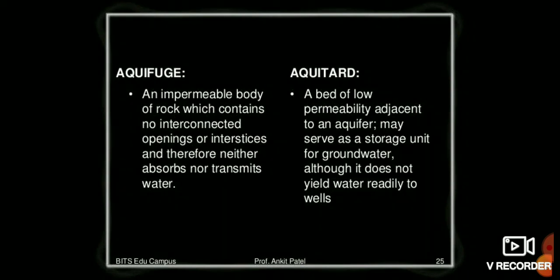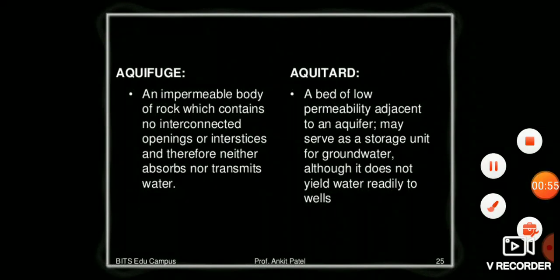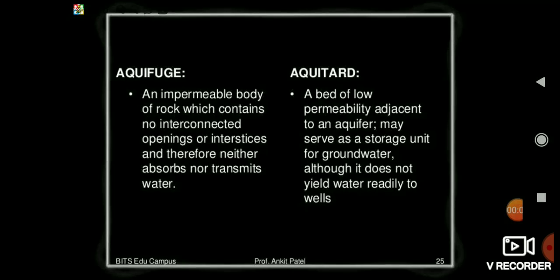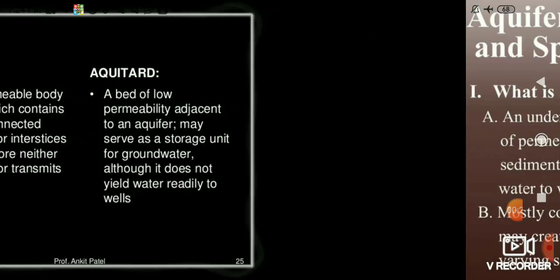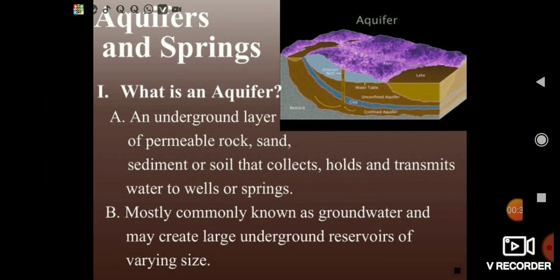So friends, you see this. Here aquifuge is the impermeable rock which neither absorbs nor transmits water. And the second one is aquitard, which can absorb water but does not transmit the water, meaning its permeability is very low. Friends, I am telling you these terms because maybe in the upcoming GATE examination a theoretical question will be asked directly from this portion, or matching type questions will be asked, so that you can easily answer and get the marks. And friends, this is all about aquifers.